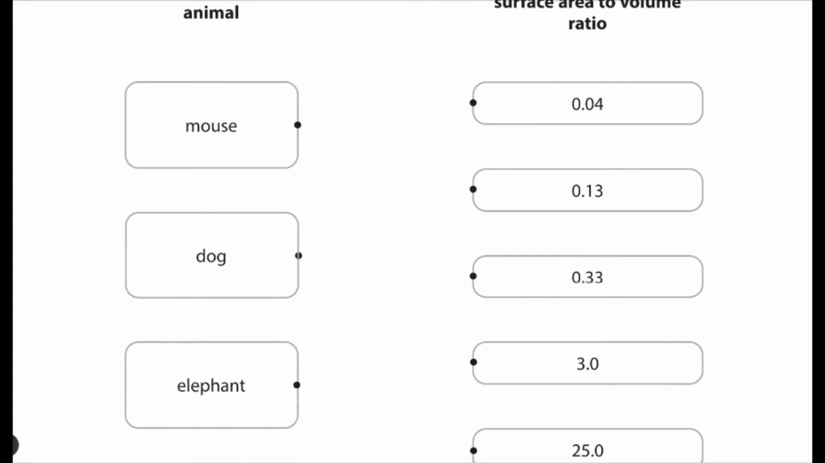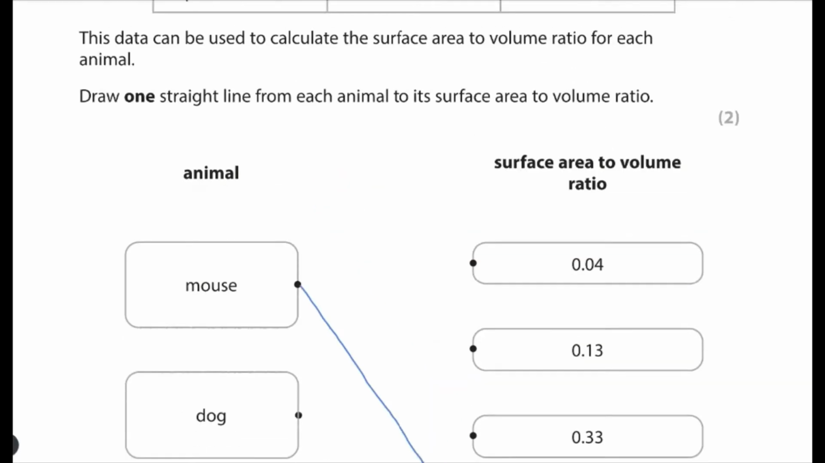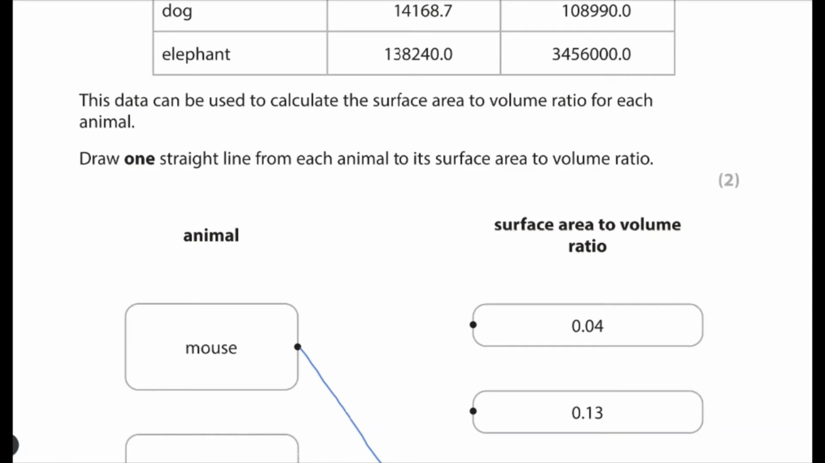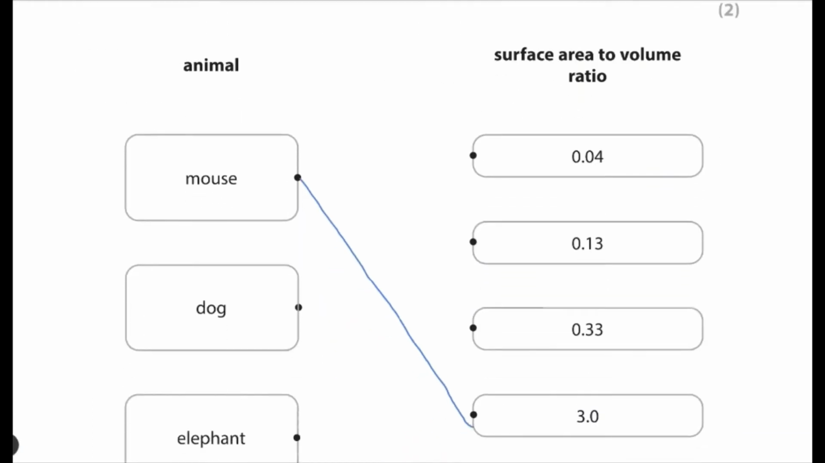If you do the ratio 24 divided by 8, you'll get 3. So that 3 is for mouse. Second one for dog. You can put this value 14,168.7 divided by 108,990. I'm getting 0.13, that is for dog.